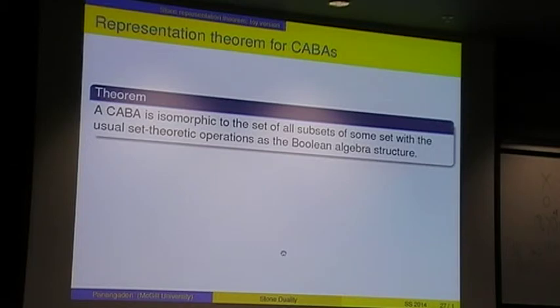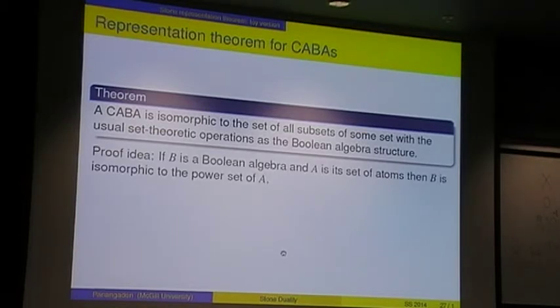And the theorem associated with these things is that any Kaba is isomorphic to the set of all subsets of some set with the usual set theoretic operations. Okay, so set theoretic Boolean algebras are always Kabas, but even more, any Kaba looks like that. Even if it's not officially presented like that, it will turn out to be like that. And the proof is quite elementary.